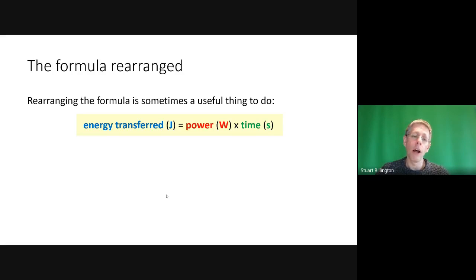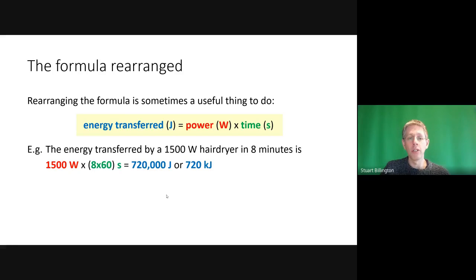So as we discussed last time, measuring energy transferred is actually quite difficult to do. So we can deduce it using this formula from the power of a device and the time that the device is on for. So here's an example. Say you spend 8 minutes drying your hair with a hairdryer, and the hairdryer has printed on it 1500 watts, 1500 W. And so how much energy did it transfer while it was drying your hair?